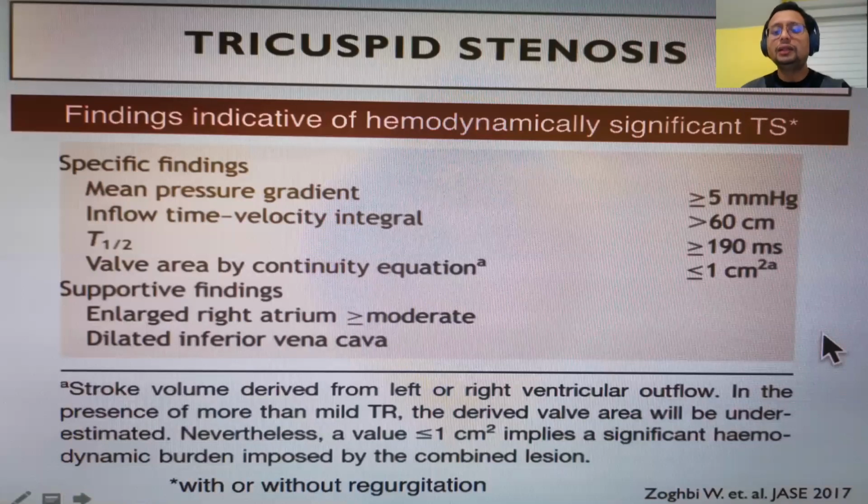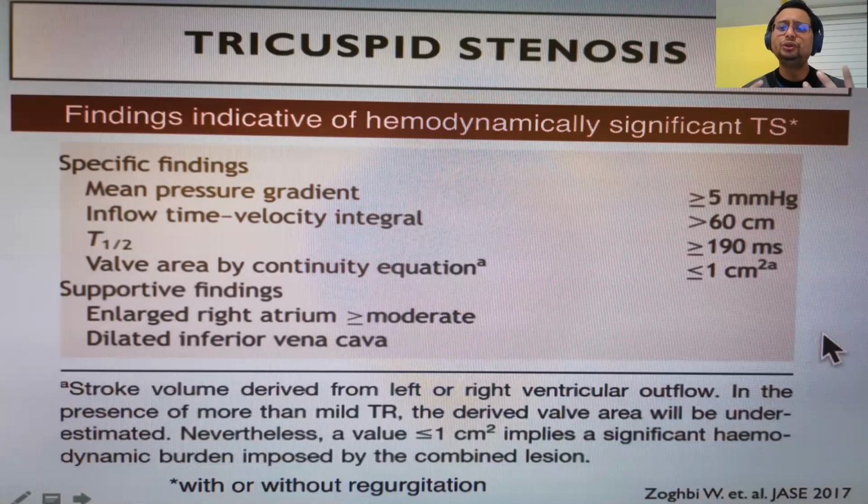Now, I will just touch briefly on tricuspid stenosis because it is quite rare. So what is the common cause of tricuspid stenosis? We have rheumatic, but rheumatic is not very common. Okay, it's much more common to have rheumatic mitral stenosis. We can also have carcinoid disease. But one tip for you, carcinoid disease causes more tricuspid regurgitation rather than tricuspid stenosis.